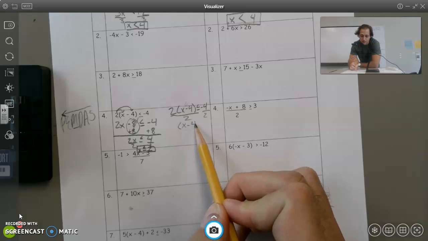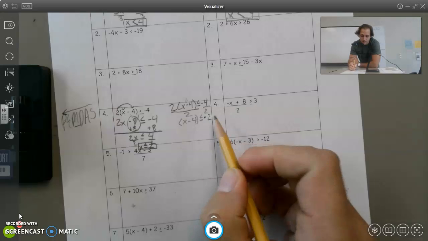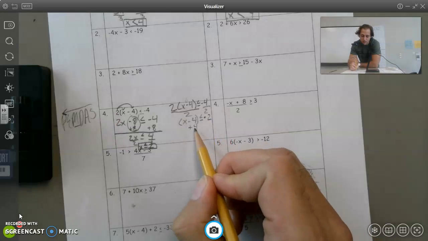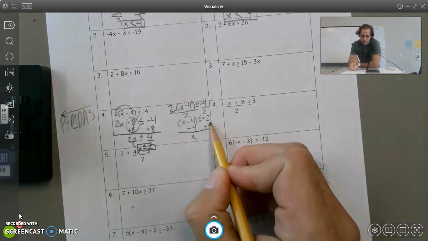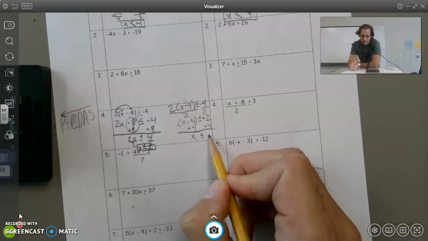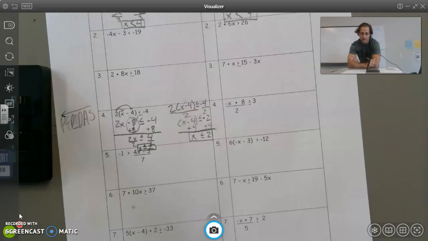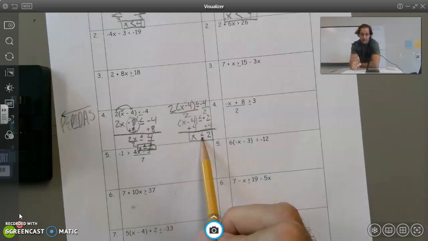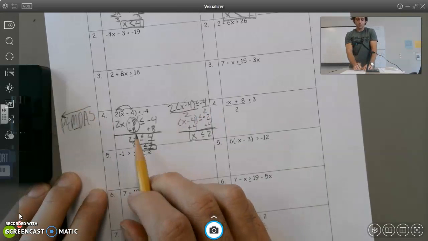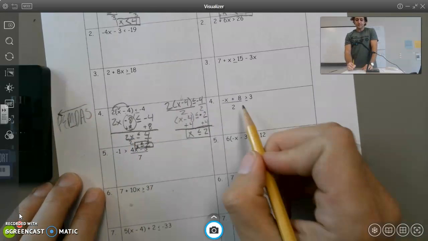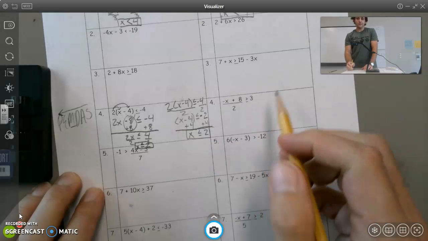x minus 4 is less than or equal to negative 2. Now I would add 4 to get x by itself. Over here I'm going to add 4 as well, and I get x is less than or equal to 2. That's the same answer, same solution set. It's exactly the same. We just chose 2 different ways to solve this inequality. Now, number 4, we have a similar scenario here.